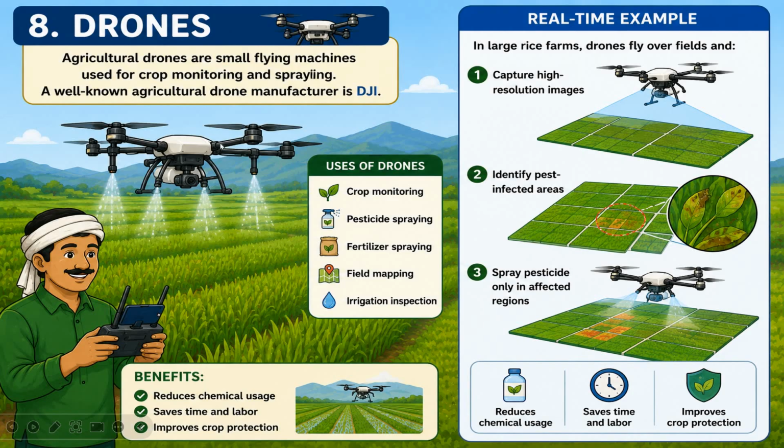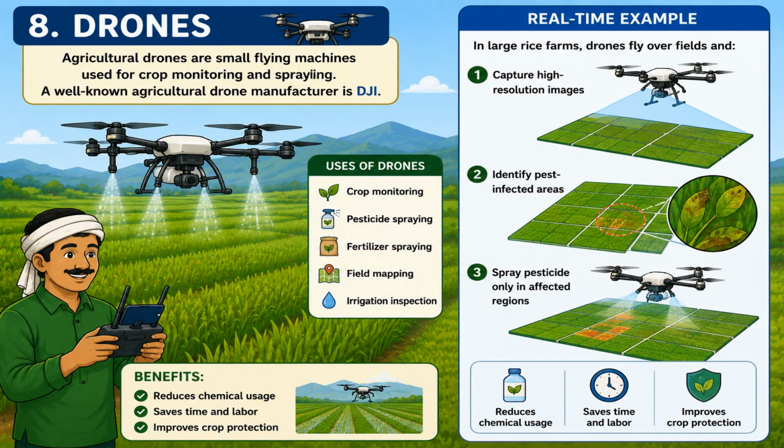Drones are used for crop monitoring, pesticide spraying, fertilizer spraying, field mapping, and irrigation inspection. They can quickly cover large farming areas and collect important information about the crop conditions. And here we can see one real-time example where it shows how a drone works in large rice farms.